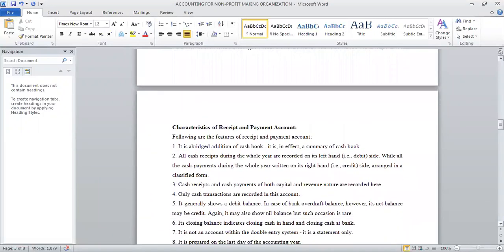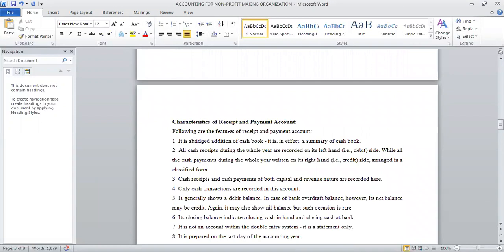Here are the brief characteristics of this particular account. Number one, it is a summary of the cash book. Number two, all the cash received during the whole year are recorded on the left-hand side, which is actually the debit, while the cash payments during the whole year are written on the right-hand side, which is actually the credit. Cash received and cash payments of both capital and revenue nature are recorded here. And also, only cash transactions are recorded in this account. That is to say, we don't record any credit transaction.